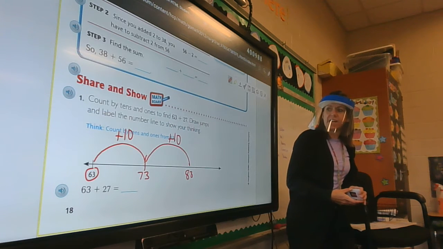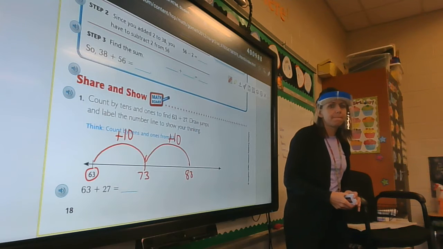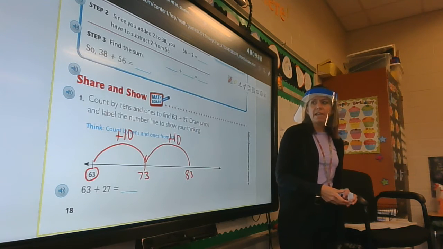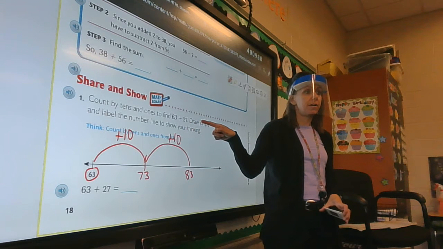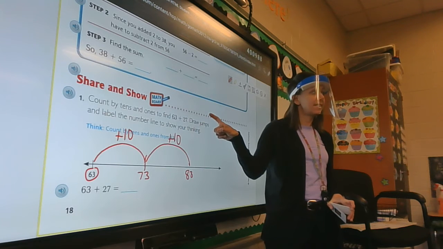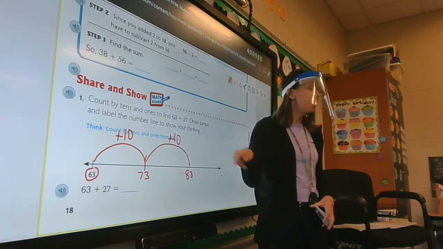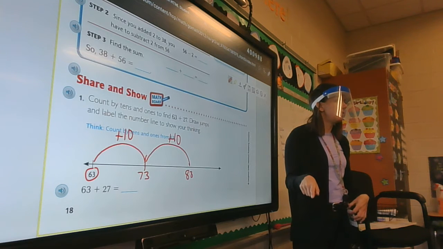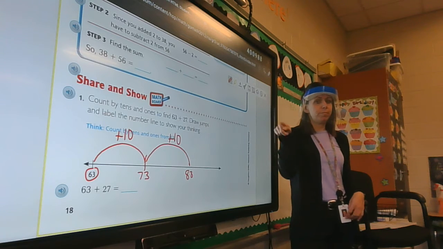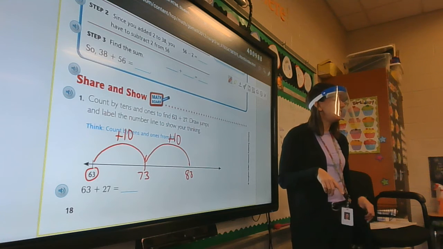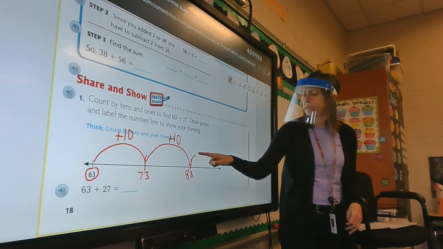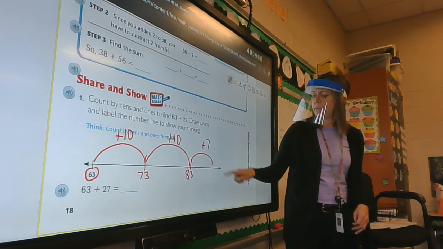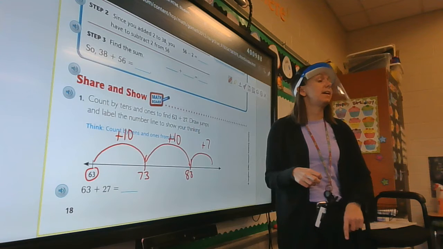Nope. Will, why can I not jump another 10? Because you only have 2 10s. Yeah, because I only have 2 10s. So now I need to jump by 7, or my ones, right? Could I do 7 ones if I wanted? And go, a bunch of little jumps? We could. Is it easier to show just one jump of 7? Yeah. Okay. And it's shorter. So what is 83 plus 7?